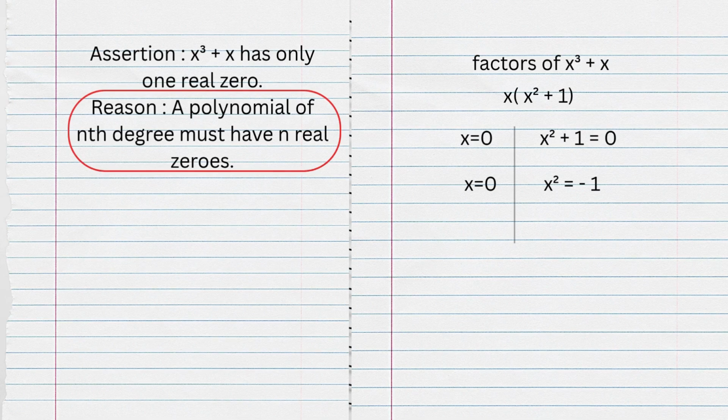Now for the reason, it says a polynomial of nth degree must have n real zeros, which is false. As you can see, x squared plus 1 has degree 2 but it has no real zero.